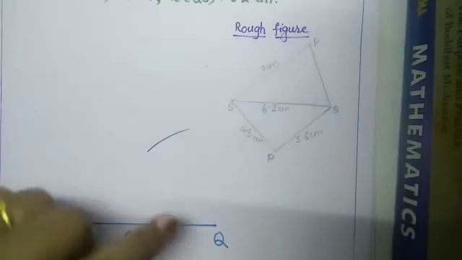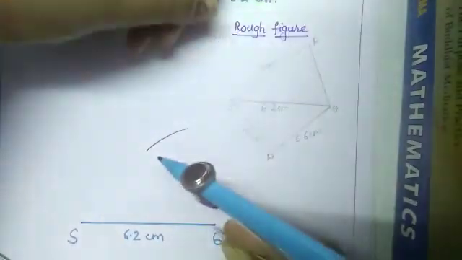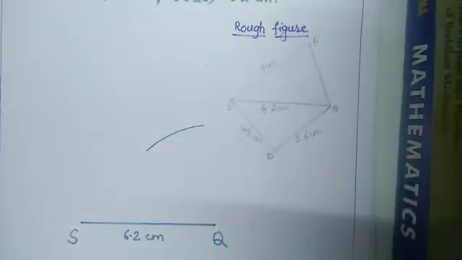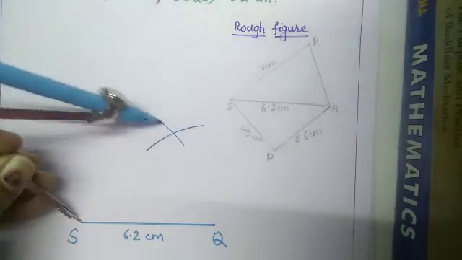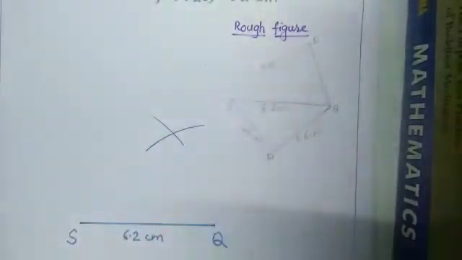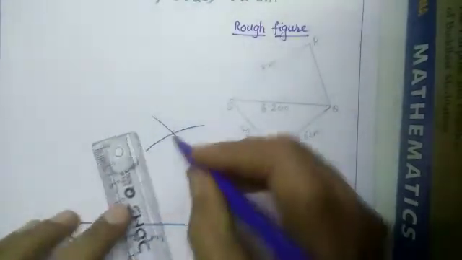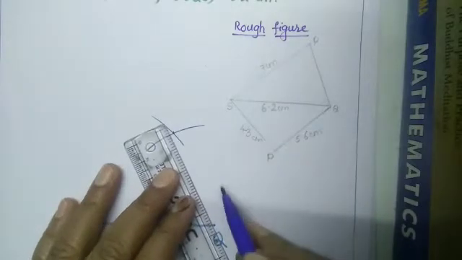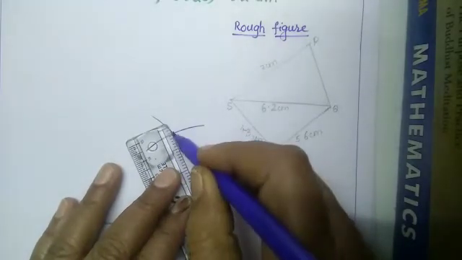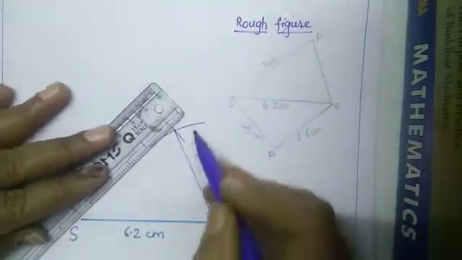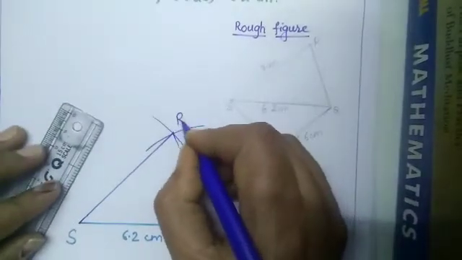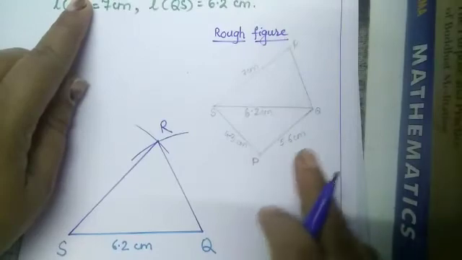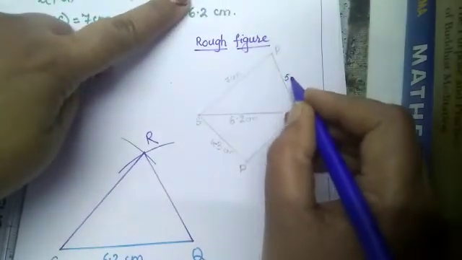Now this SR we have taken as 7 cm. So we will take the measure of 7 cm in our scale and draw the arc from S. So draw an arc of 7 cm from S, and where the point of intersection is, put a dot over there and then join that dot to Q first in this way, and then that same dot to point S, in this way, and this point is called R. So PQ I have taken as 5.6 and QR is 5 centimeter.